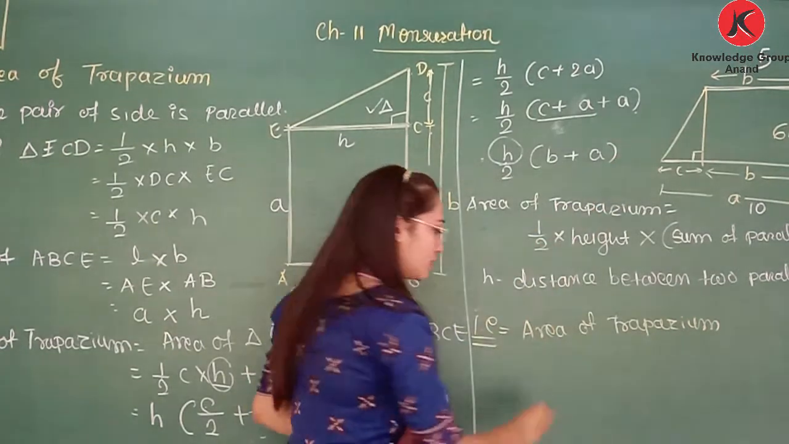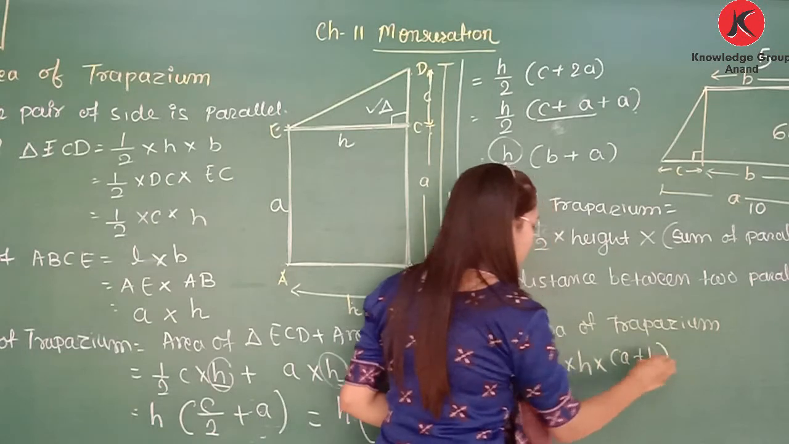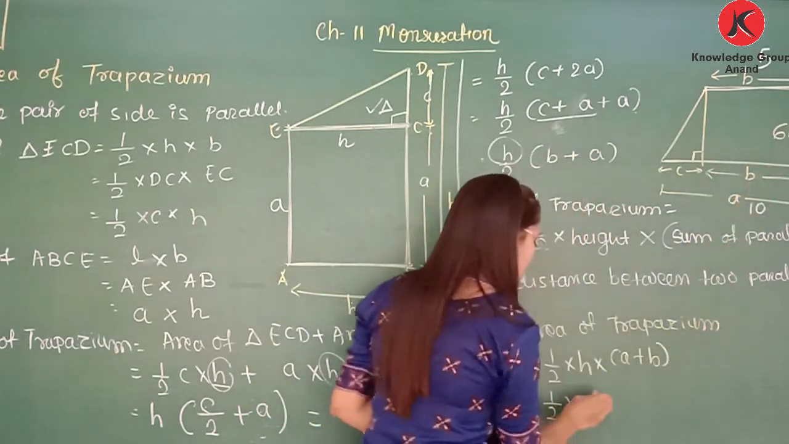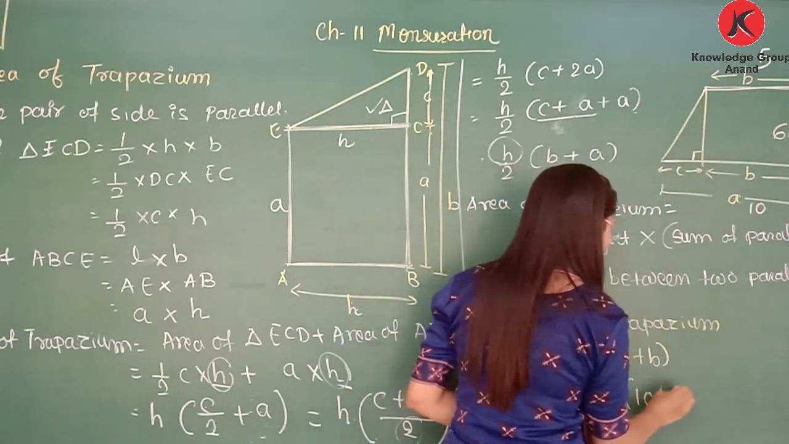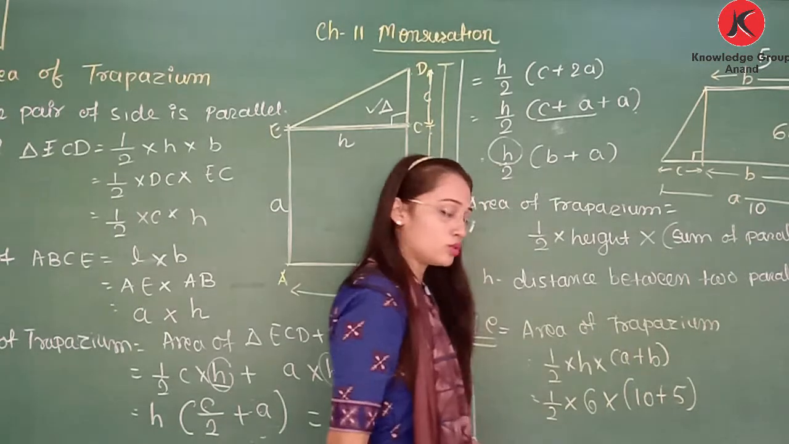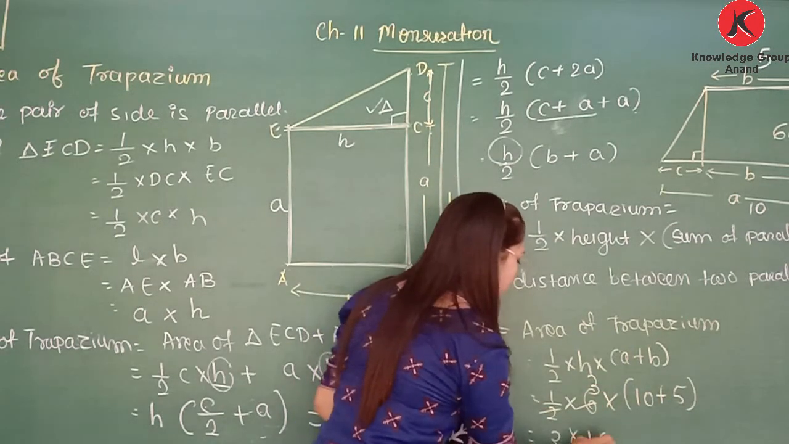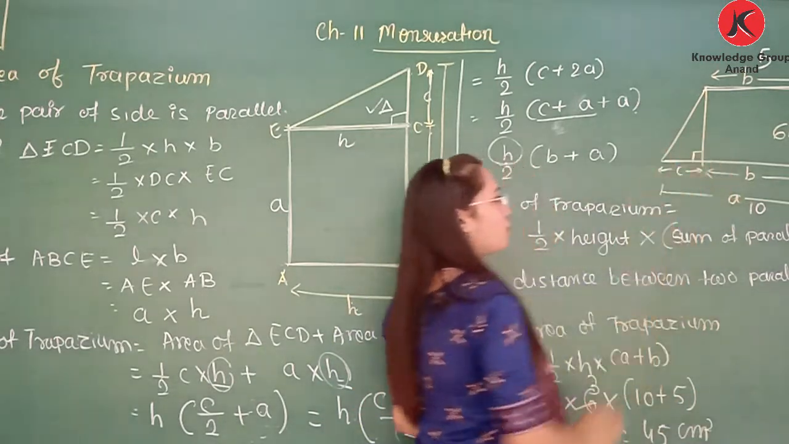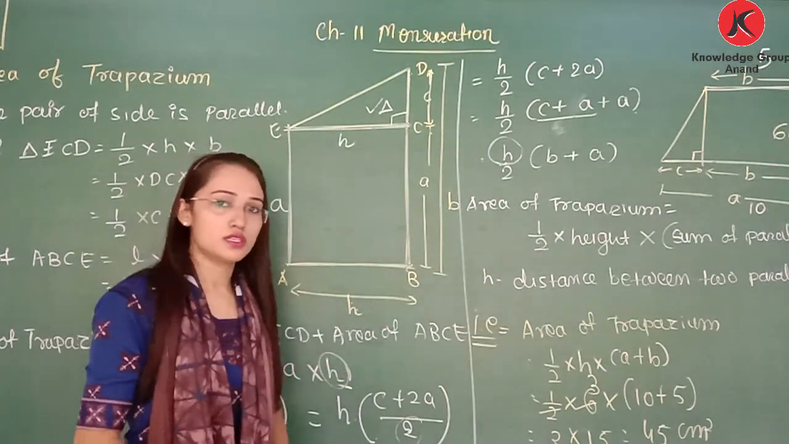So the area of the trapezium for this figure is 1 by 2 H inside the bracket A plus B. Now what is the height? You can see we consider it as 6. A is 10 and B is 5. So it is 3 multiply 15, that is 45 centimeters square. If it is this kind of trapezium or this kind of trapezium, the equation remains the same.